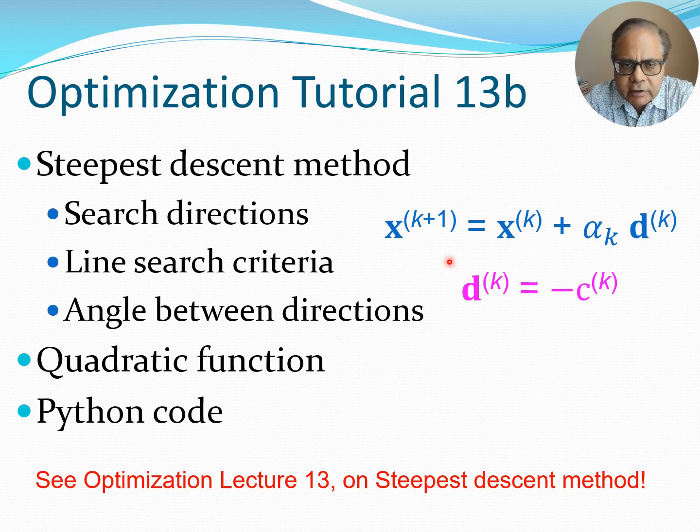Now today we are going to look at some of the properties of these search directions. We are going to look at whether the line search criteria is satisfied, and also we are going to further validate the fact that these particular search directions are going to be normal by looking at the angles between the search directions. Also, we are going to do this problem for quadratic functions so that it's relatively simple as far as 1D search is concerned, and I'm going to give you Python code for this problem. Now, of course, I will suggest that you review lecture 13 on steepest descent method if you get time, maybe after looking at this particular tutorial.